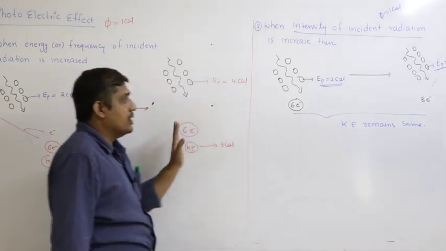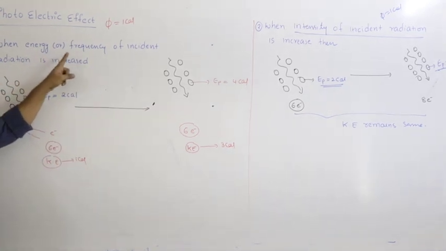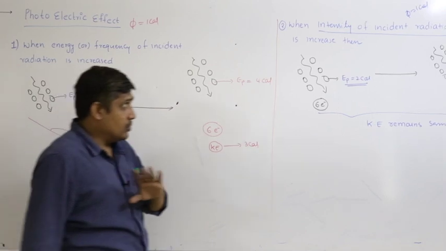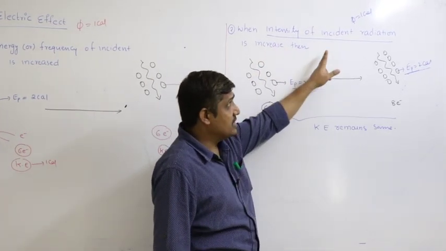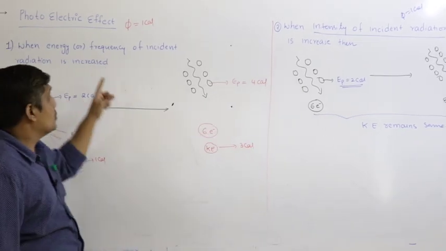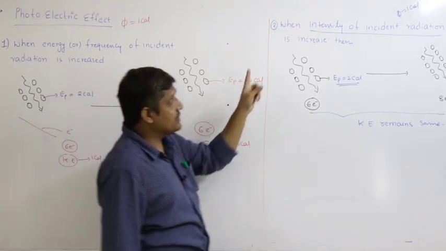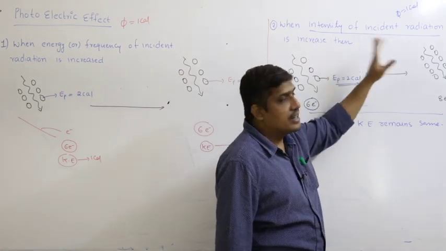So these are the two important points. Kinetic energy increases with increase in energy or frequency of incident radiation, but is not affected by intensity of incident radiation. Number of photoelectrons does not increase with increase in energy or frequency, but increases with intensity of incident radiation.